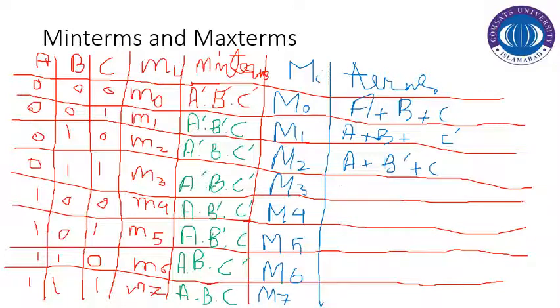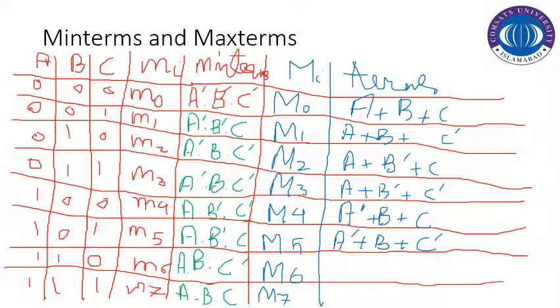The next is A plus B prime or C prime. For capital M4, we've got A prime, since it's 1, or B, or C. The next is A prime or B or C prime.